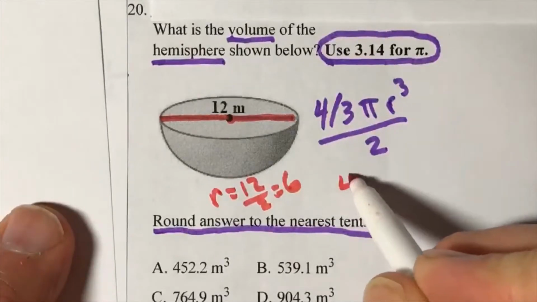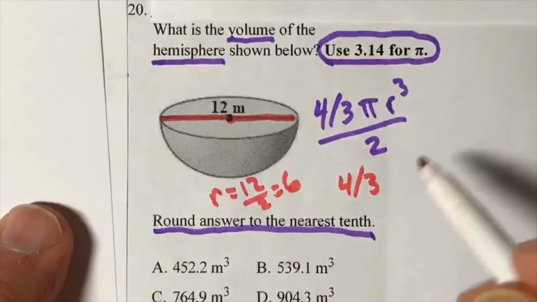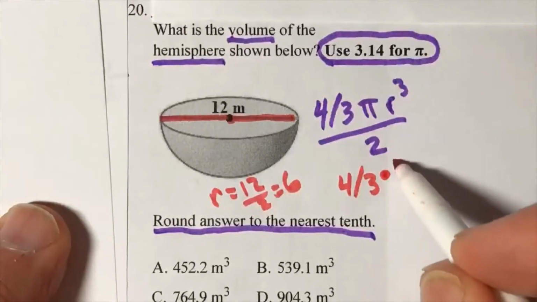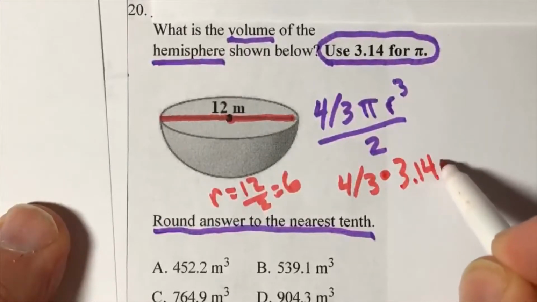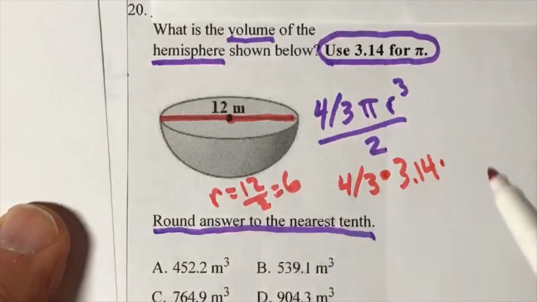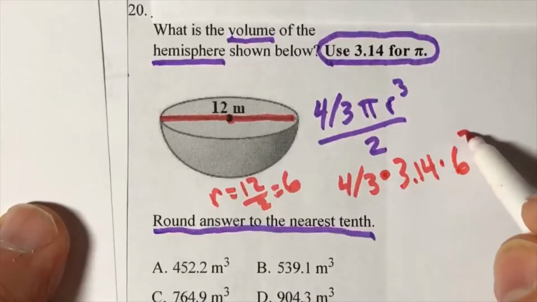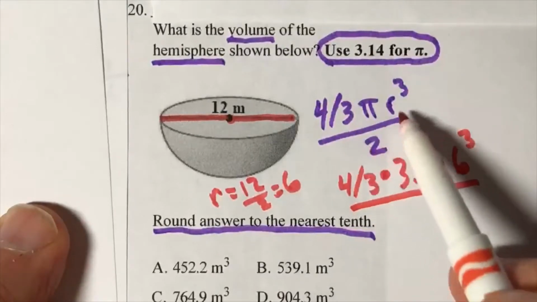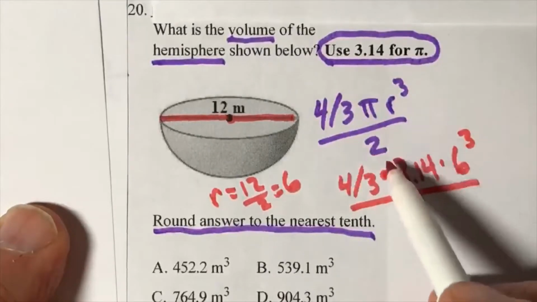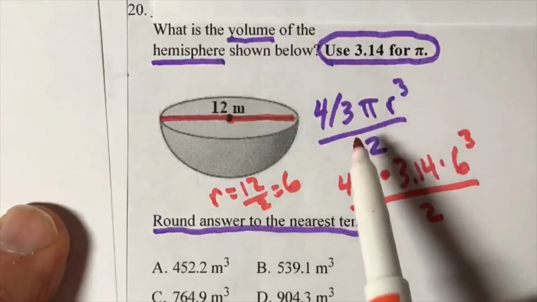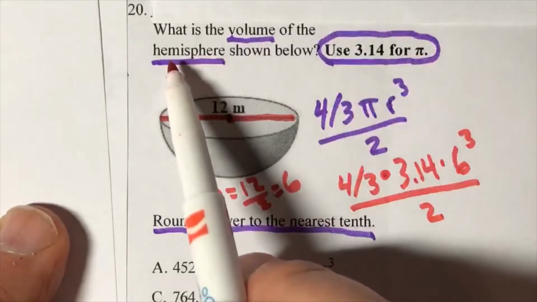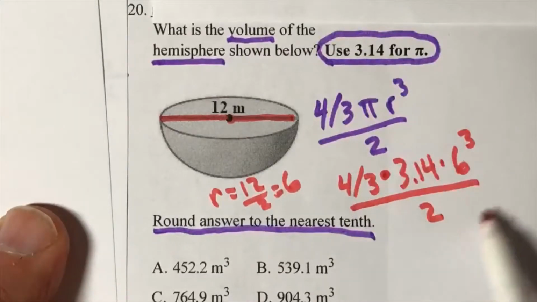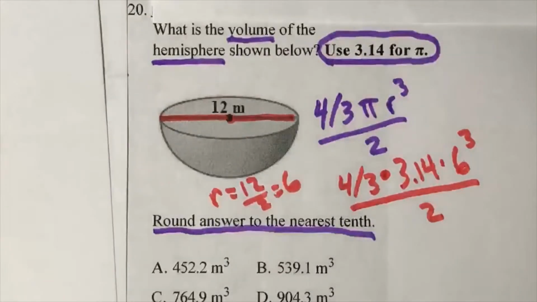So I'm going to write this down, and I'm going to replace pi with 3.14, and I want to replace the radius with 6 at this point here. And I want to remind myself to come back and keep looking over all this, and it says divide by 2, because I have to find the hemisphere, and that's half of the sphere. Now I'm ready to go to my calculator.